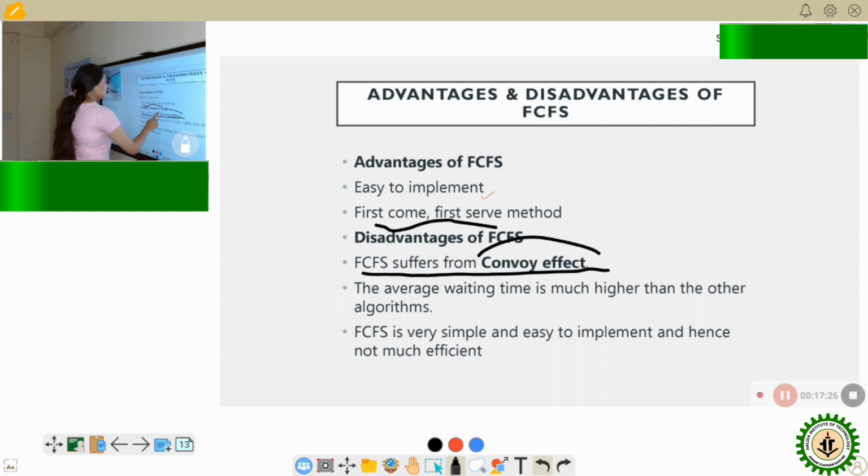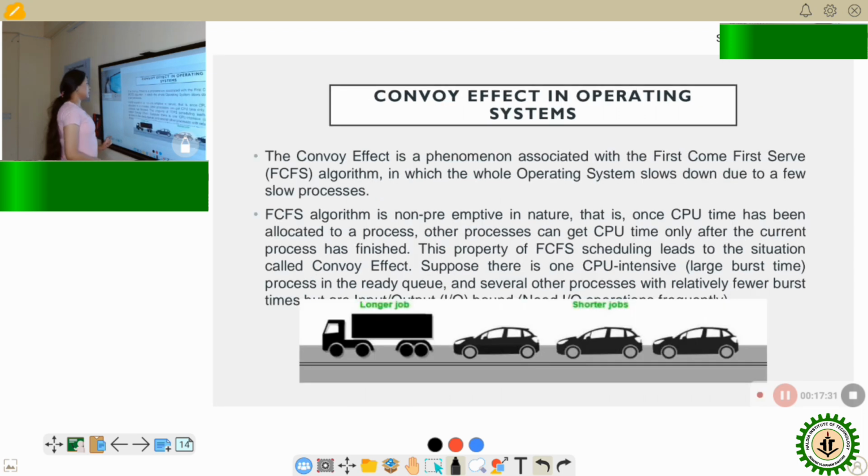But the main disadvantage is the convoy effect, so we are discussing it. What is the convoy effect? In operating systems, it is a phenomenon associated with the first come first serve basis, in which the whole operating system slows down due to a few processes, those with the highest burst time. If some processes have larger burst time, they will be executed for a larger amount of time.